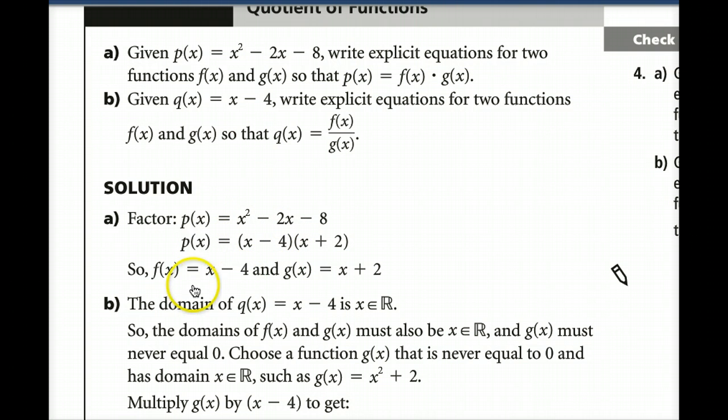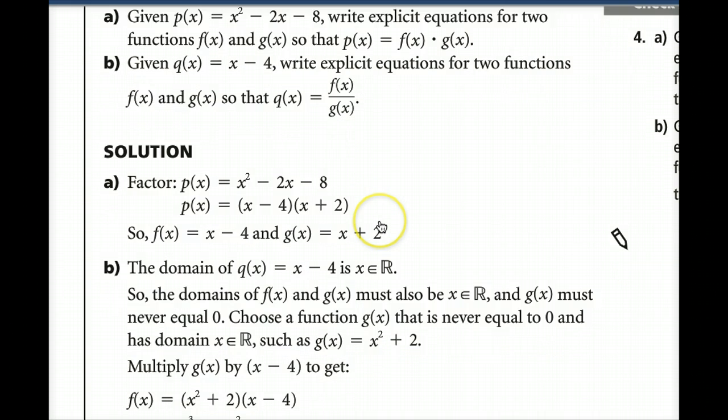And then the second one, part b, is asking you, you're given q(x) equals x minus 4. You can see the domain is also all real numbers. So then you have to be very careful after you find f(x) and g(x). Their domain is supposed to be all real numbers as well. But notice the g(x) is in the denominator, right? To make the domain all real numbers, you have to avoid any x that would cause g(x) to equal 0, right? You have to be very careful.